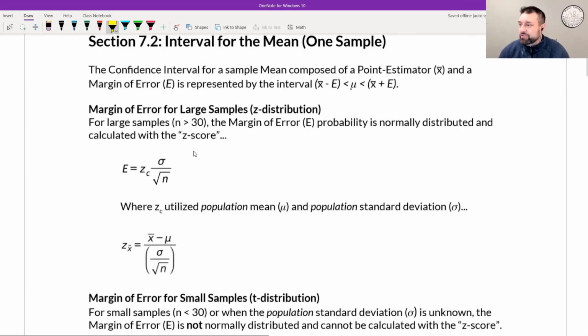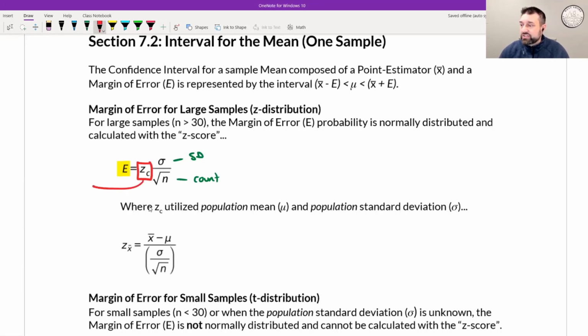Here is the calculation for the margin of error. There are three components. You'll notice this is the standard deviation, that's sigma from your data set. This is the count, the number of items in your sample. And this is that z-score that we talked about.